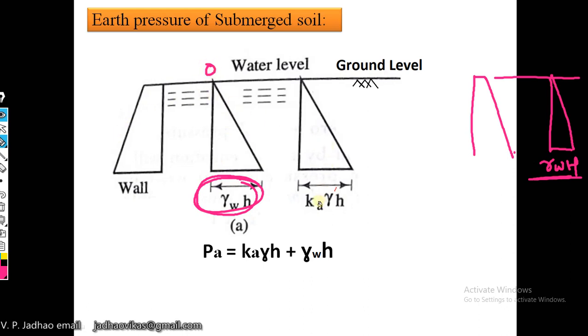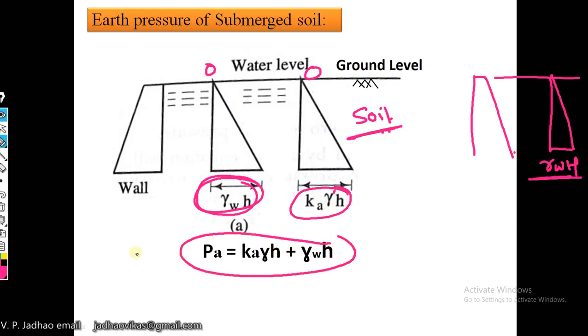Similarly, we will consider this as gamma into h at the base, whereas 0 at the top. Again, due to this submerged soil mass, it is 0 at the top and Ka into gamma dash h at the base. This Ka gamma dash h is the pressure intensity due to submerged soil mass. The total pressure will be Ka gamma dash h plus gamma w into h.